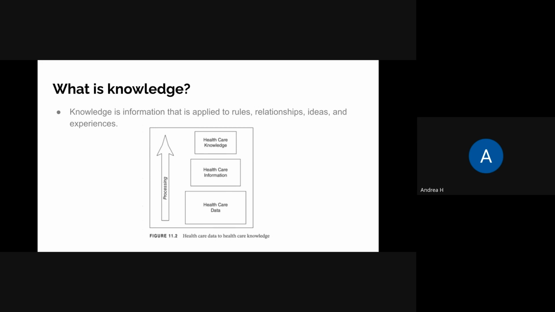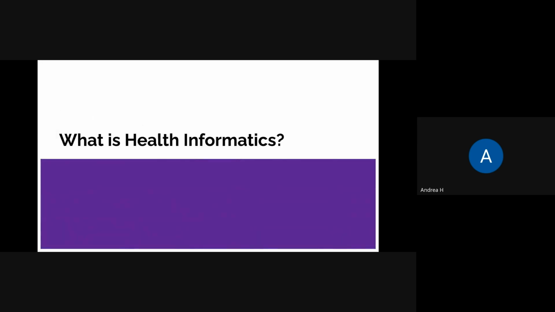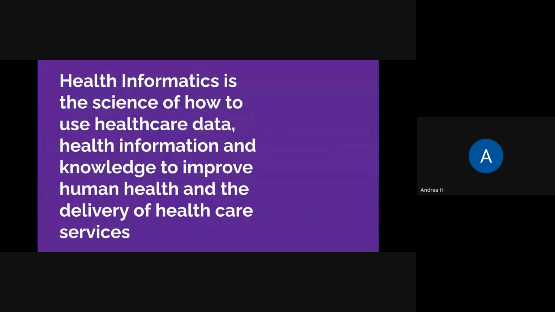So we'll go over what is health informatics. Health informatics to me is the science of how healthcare data, health information, and knowledge are used to improve human health and the delivery of healthcare services. To me, healthcare informatics is concerned with the security, privacy, and data standards, interoperability, system architecture, and legal compliance of electronic health records or electronic lab reporting and information systems.